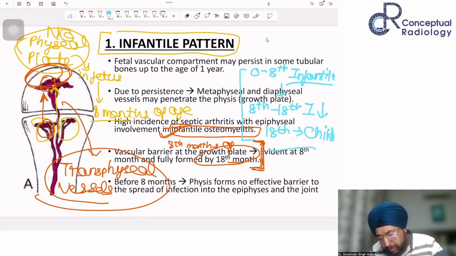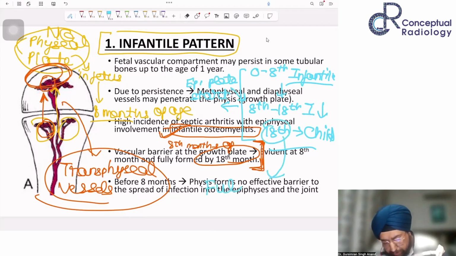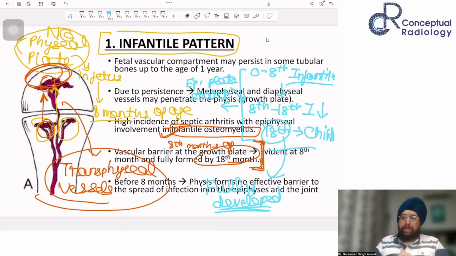So this tells us that the physeal plate starts to develop at 8 months, and by the 18th month, the physeal plate is fully developed. The incidence of septic arthritis with infantile osteomyelitis is maximum in 0 to 8 months. It starts to decrease from 8 months and will completely stop after the 18th month when the physeal plate completely develops.